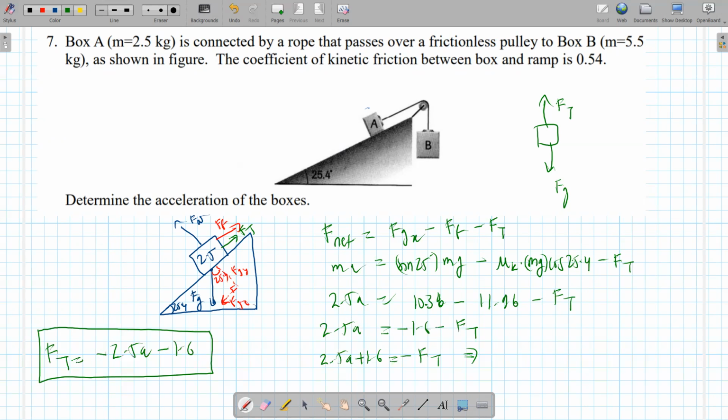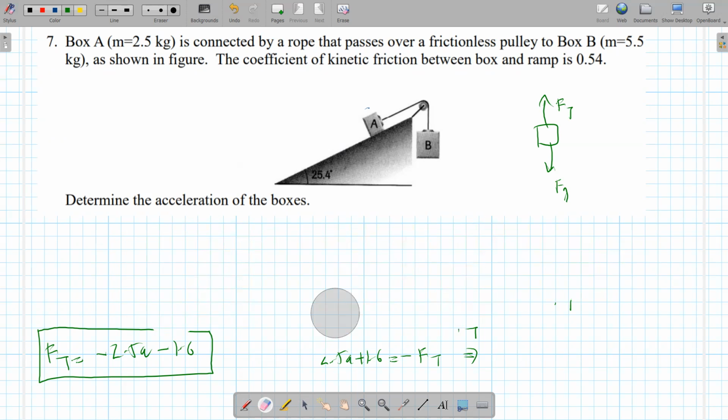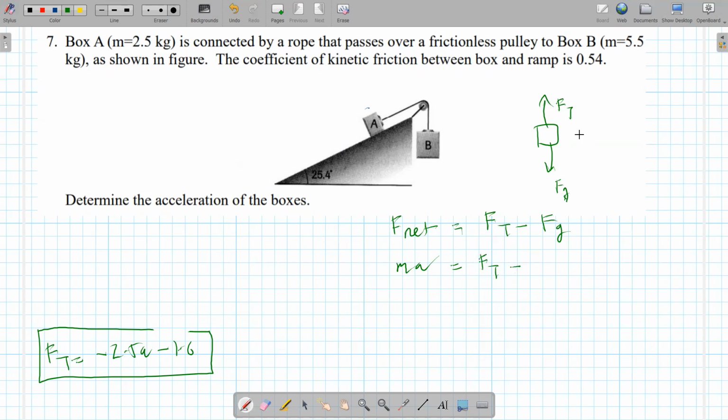Good. So now we're going to do the same thing for the other box, and we should be able to put them together. We just need to find the acceleration, right? So here, from the free body diagram, what's the F net? It's not 0, it's moving. FT minus Fg, right? FT is just FT, we don't know what that is, and Fg for the second box is 5.5 times 9.81, like that.